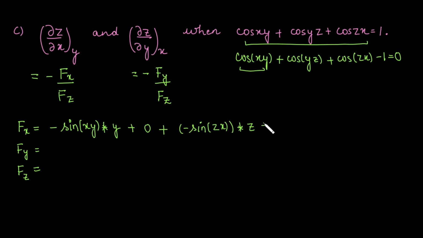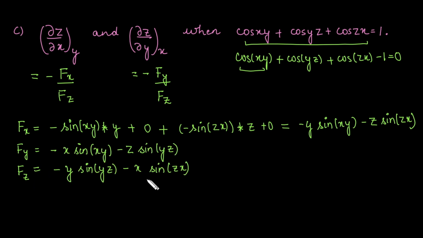and the derivative of 1 is 0. Simplified form in this case is equal to minus y times sine xy minus z sine of zx. Similarly, calculate the partial derivative of function with respect to y and z. We have this. Now substitute partial derivative of function with respect to x, y and z in this case, and after that you will get the derivative of z with respect to x keeping y as a constant and derivative of z with respect to y keeping x as a constant.